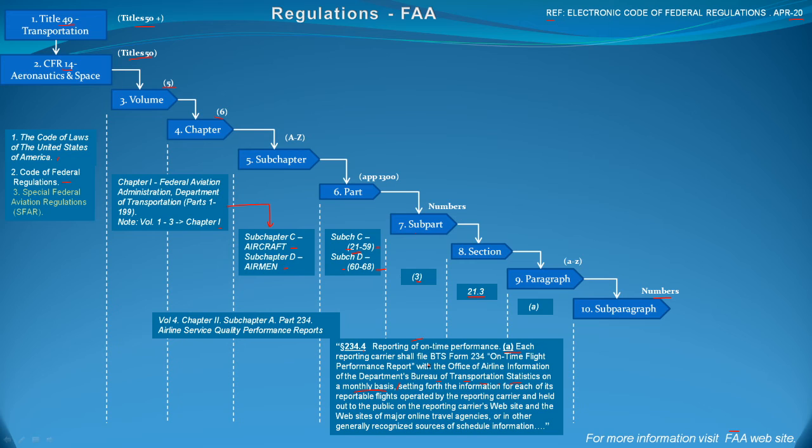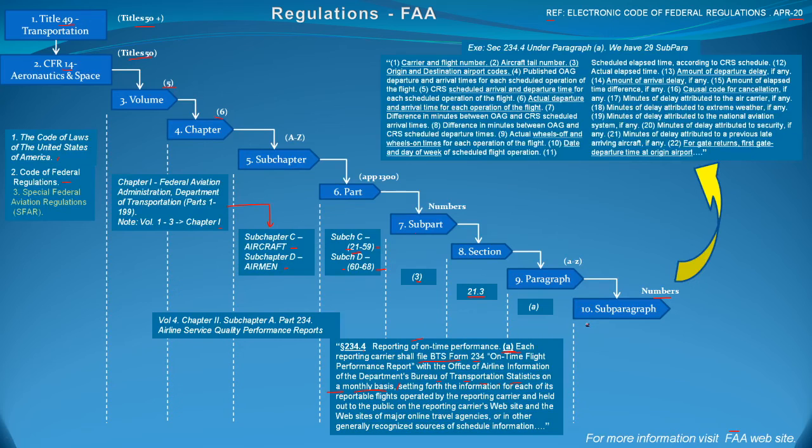What we have to file, what we have to report. So file BTS form, right? How? So filing this form, right? And most important, when? It says monthly basis. Now what exactly do we have to report under this form 234, under this paragraph A? And to answer this question, let's check the subparagraphs.